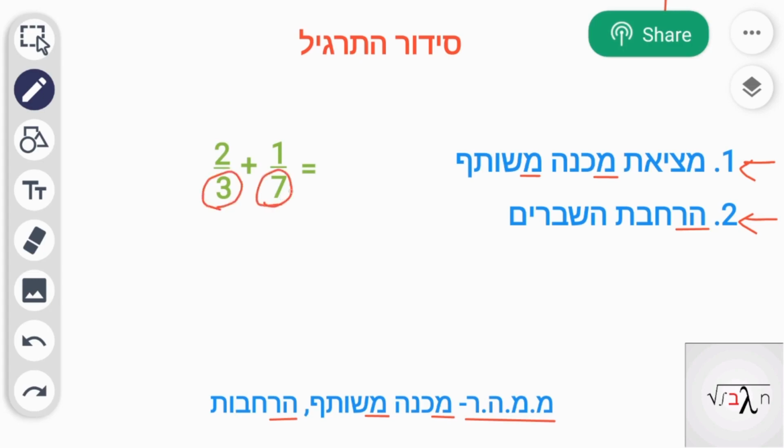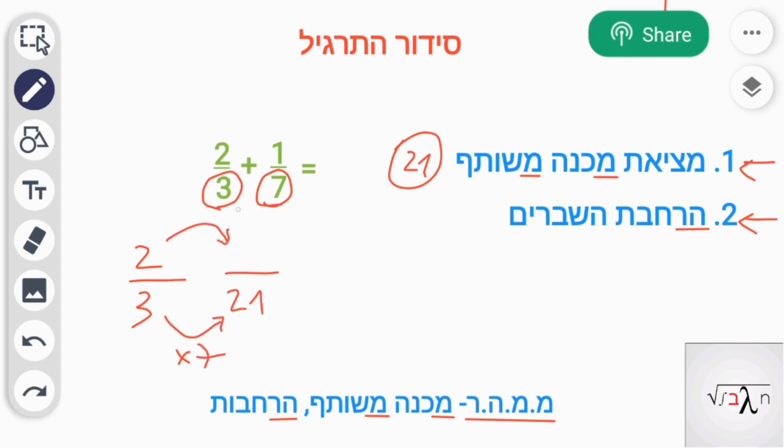The common denominator of 3 and 7 is 21, of course. After I find the common denominator, I'll have to extend both the numerator and the denominator by multiplication. What does that mean? Let's take 2/3 for example. I have to extend the denominator to 21. Therefore, I have to multiply by 7. So we'll do the same for the numerator. 2 times 7 equals 14. We'll do the same for 1/7.